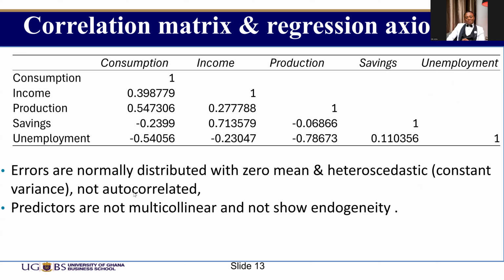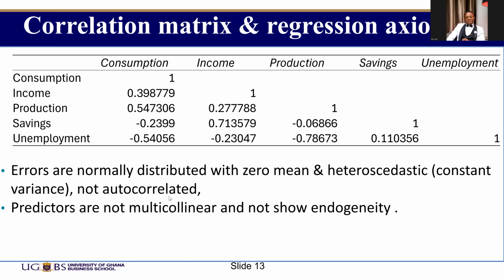And then the errors must also not be autocorrelated. The same way the predictors must not be multicollinear, the errors must not be autocorrelated. And the predictors must also not show any endogeneity. You will learn more about endogeneity and how to address it later. And these are called assumptions.